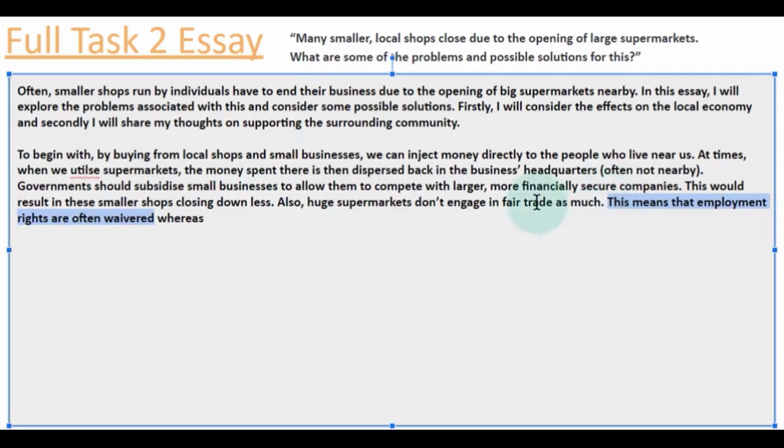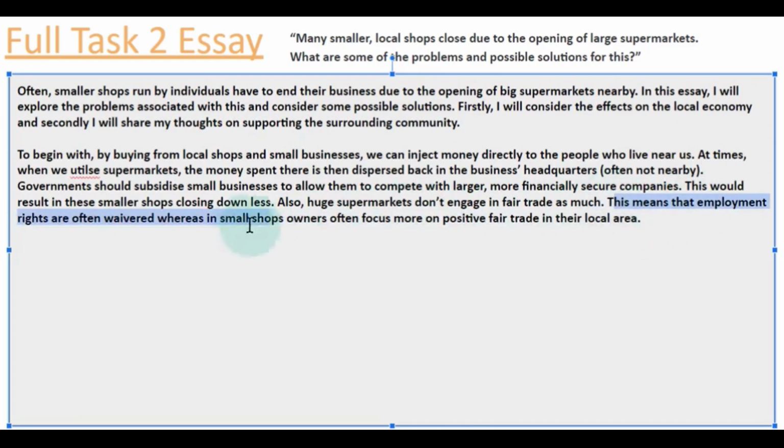So this really is my support for fair trade, my topic here. Then I'm going to do my support and a really quick result. So I have this conjunction, this linking word, whereas. This means that employment rights are often waived, whereas in small shops, owners often focus more on positive fair trade in their local area.